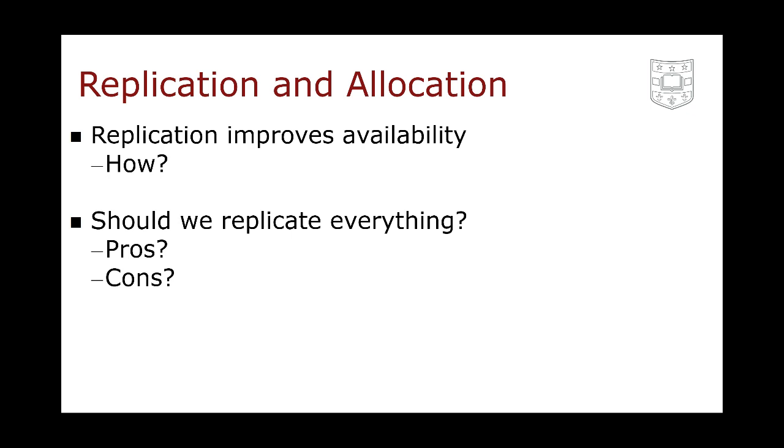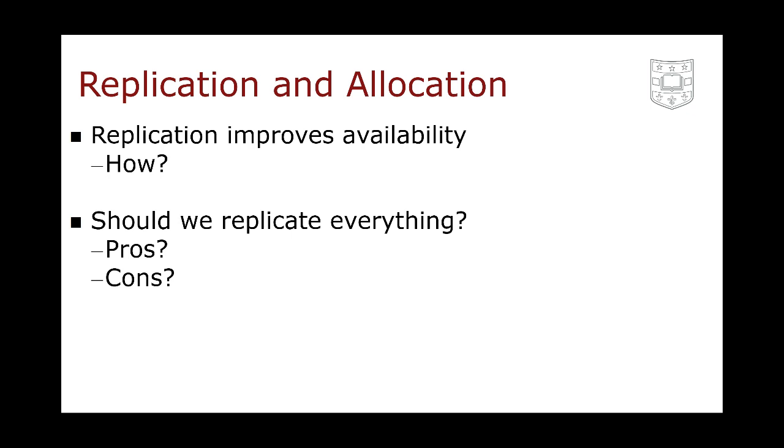So along with fragmentation is the idea of replication and allocation. Replication is what we use to improve availability and also autonomy. How does replication improve availability? A little mini review. Yeah, if I have multiple copies and one of my copies is gone for whatever reason, the server crashes or the network goes down, I still have another copy. The data is still available, so it protects me from having that data go down.